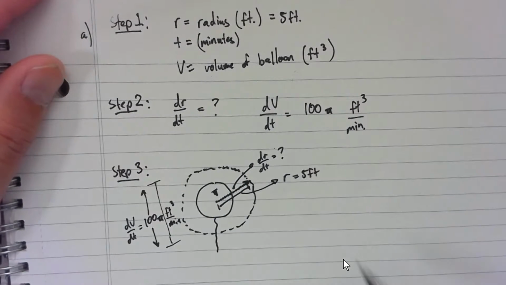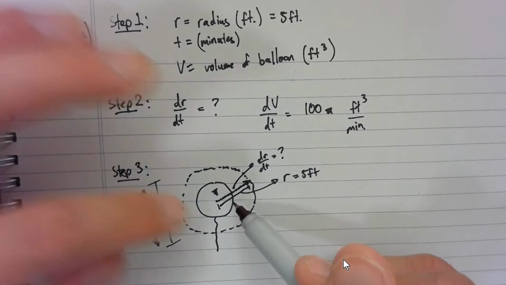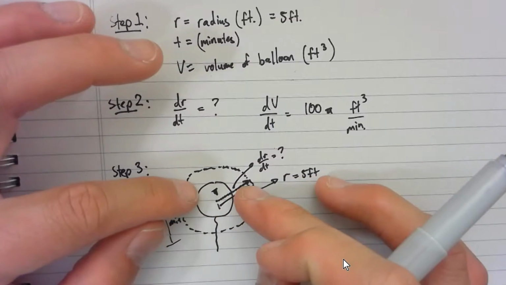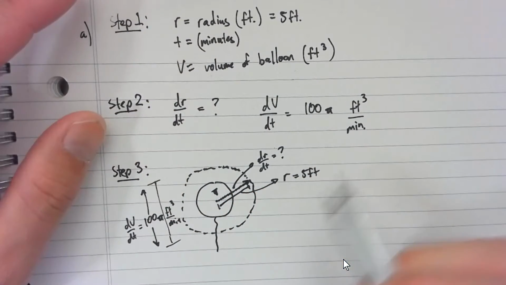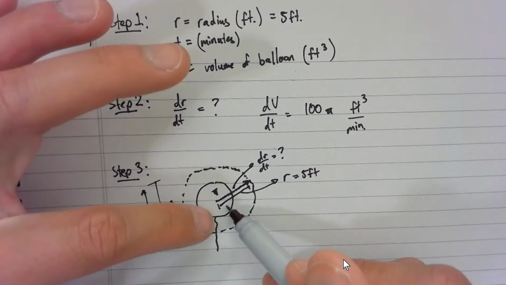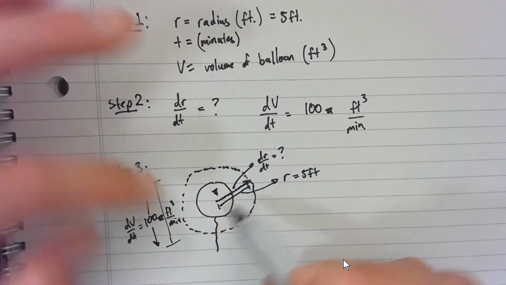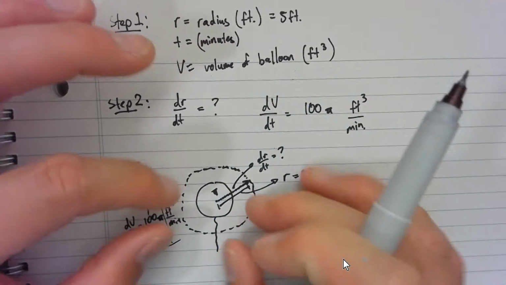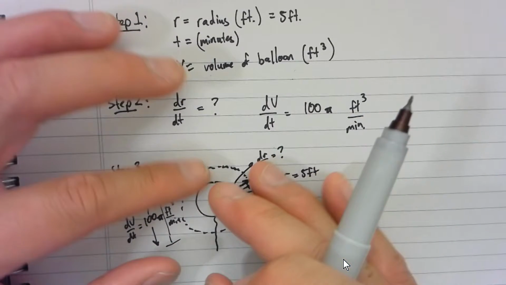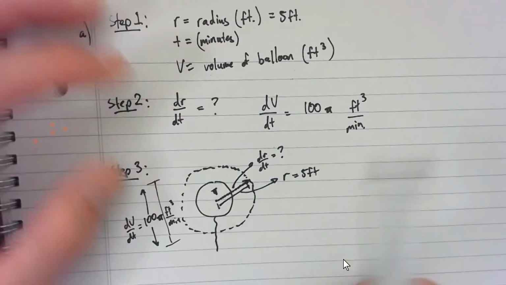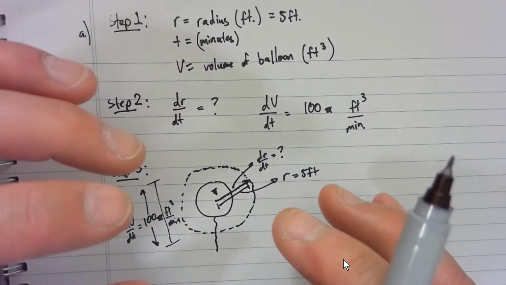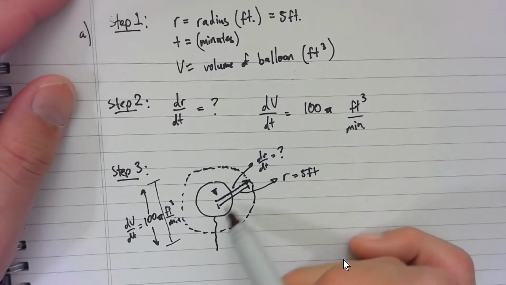Okay, so I'm looking at a spherical balloon. It's increasing its radius and volume. At the instant where the radius has reached 5 feet, and the rate at which the whole spherical balloon is increasing is 100 pi feet cubed per minute, so in 3D it's getting that big. How big is the rate of the radius increasing?